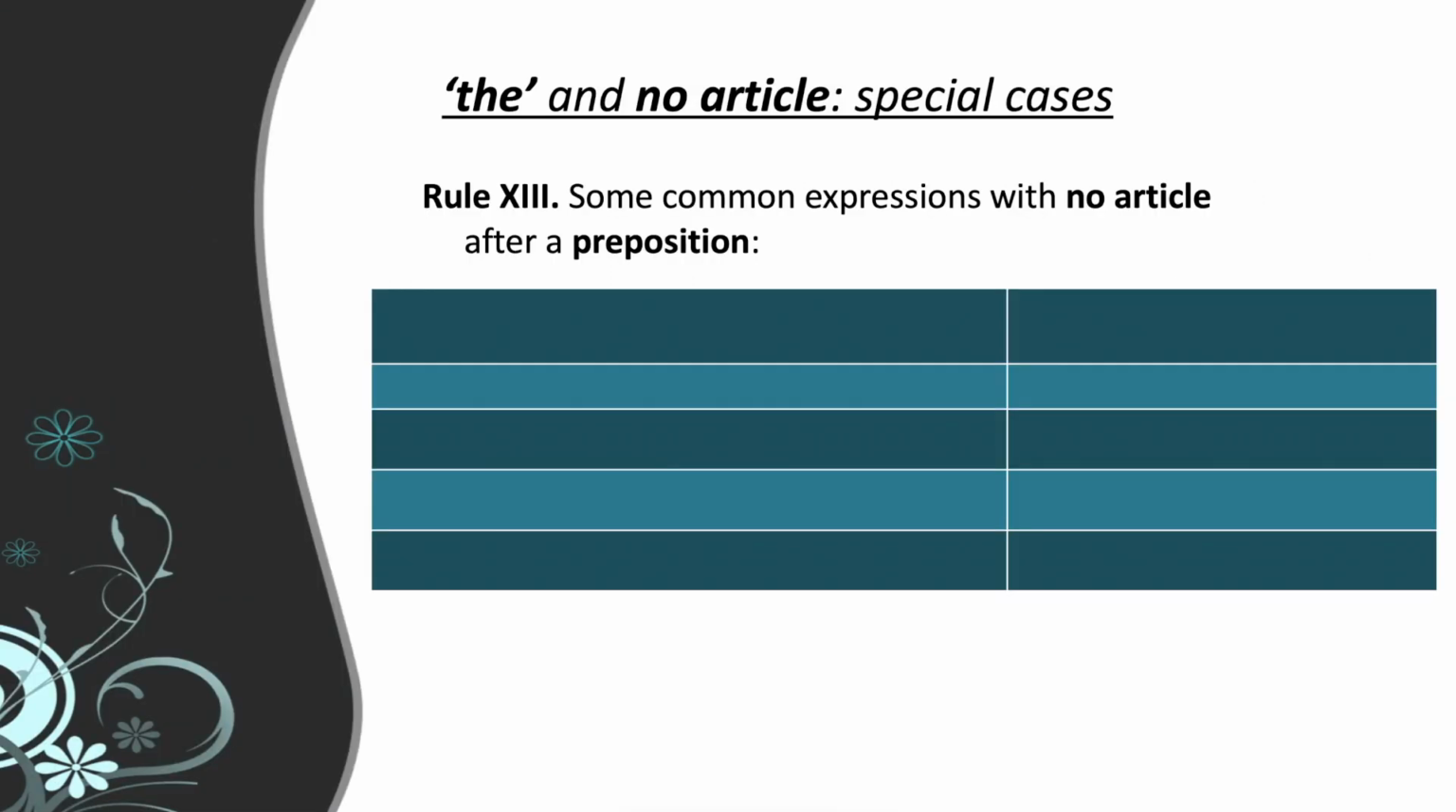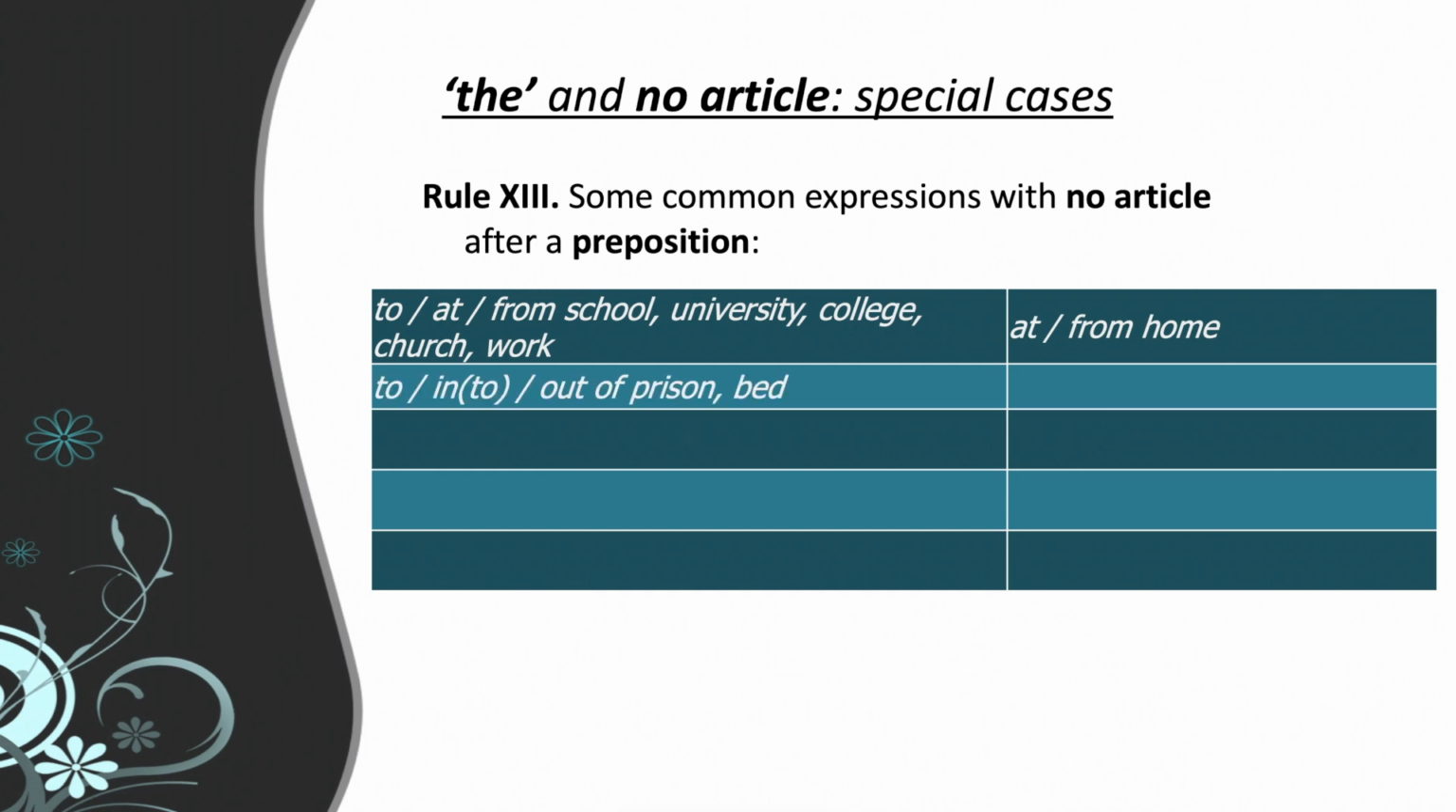Okay, rule number 13. These are special cases when we use the and no articles. These are common expressions with no article after a preposition. Look at the chart. We say to, at, or from school, university, college, church, or work, and we say at or from home. No articles needed. We say to, in, into, or out of prison or bed, and we say to, in, into, and from town.